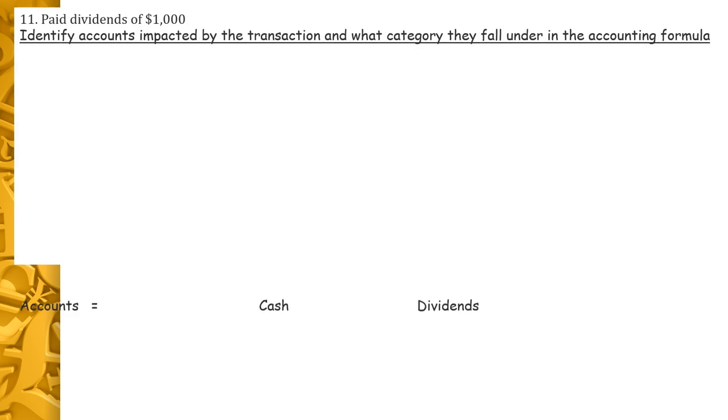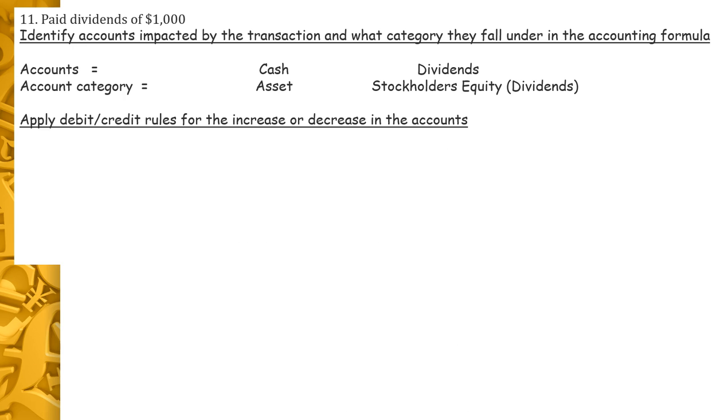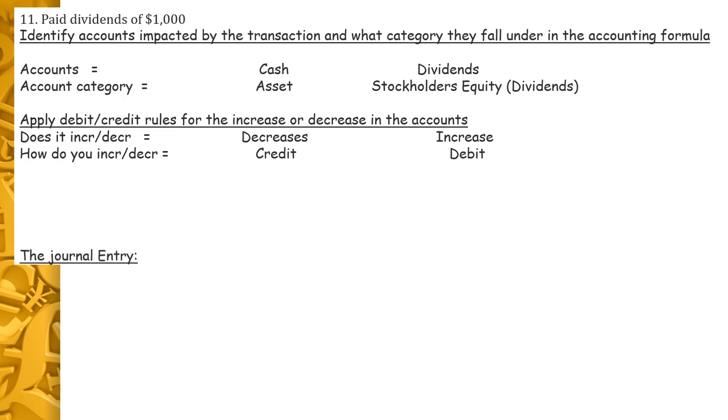we paid dividends. Cash and dividends. Again, dividends reduce stockholders' equity, so we increase them with a debit. Remember that. And we reduced our cash because we paid it out.